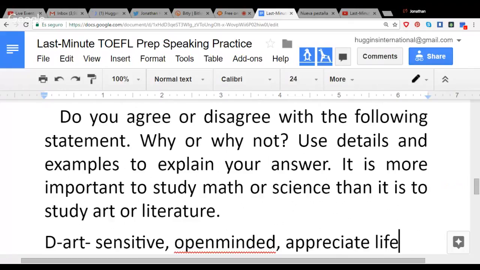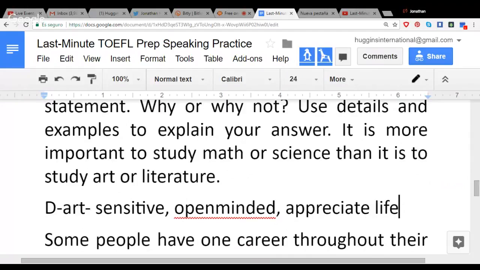Okay, so yeah, that's a technique where you recognize that there is the other side, and then you start supporting your opinion. Okay, let's move on here.